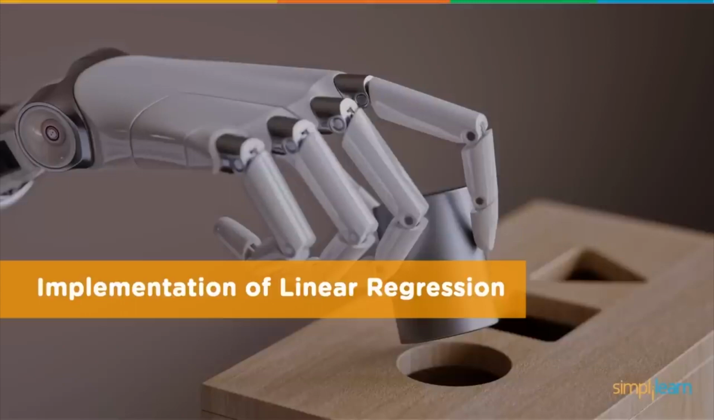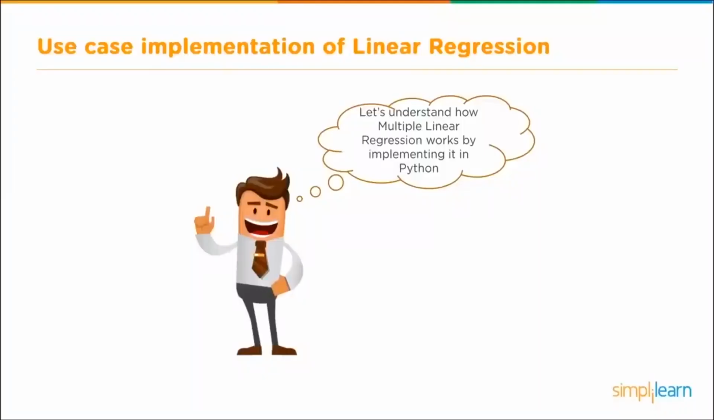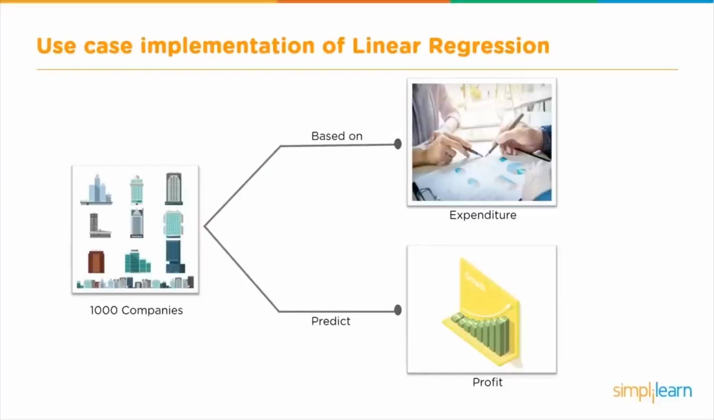Implementation of linear regression. Now we get into my favorite part. Let's understand how multiple linear regression works by implementing it in Python. If you remember before, we were looking at a company and just based on its R&D, trying to figure out its profit. We're going to start looking at the expenditure of the company. We're going to go back to that. And we're going to predict its profit.